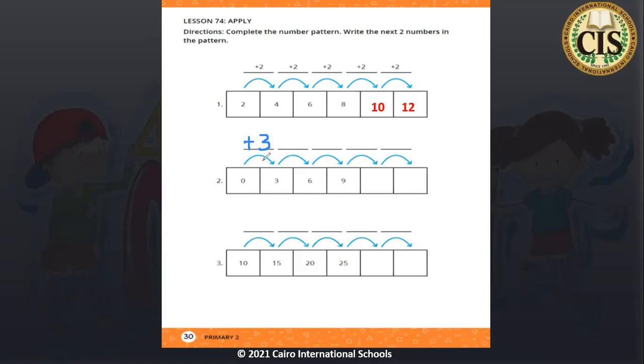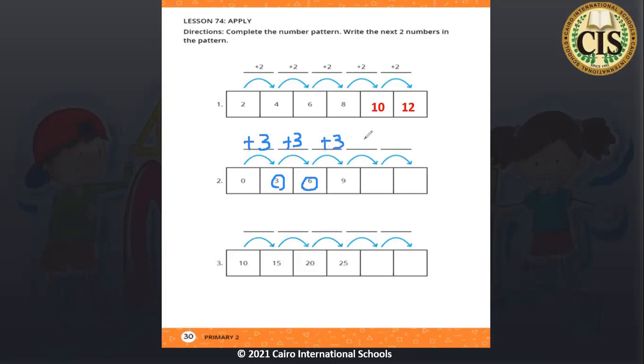To make sure, look at 3 and 6. Subtract the big minus the small. 6 minus 3 equals 3. And then ask yourself, 3 becomes 6, so the pattern is an increasing pattern. So I will write plus. Now ask yourself, 0 plus 3 equals 3. Yes, we are right. 3 plus 3 equals 6. Now 6 plus 3 equals 9. So now each time we are adding 3.